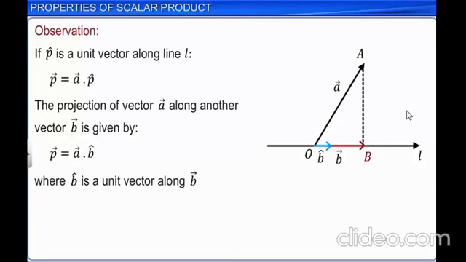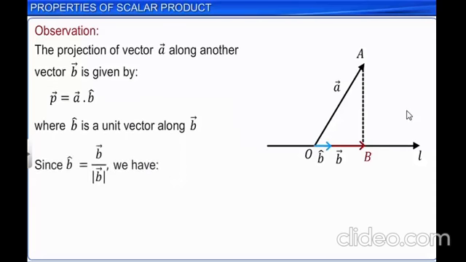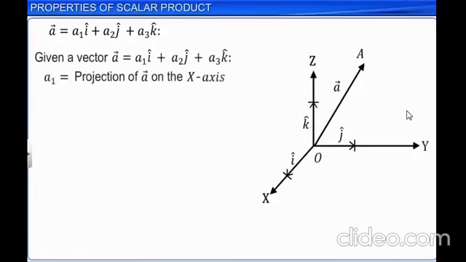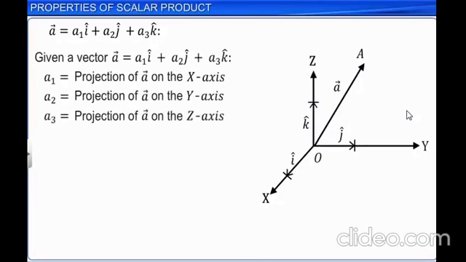The projection vector of vector A along vector B is also given by the dot product of vectors A and B divided by the magnitude of vector B. Let us look at the component form of vector A again. The scalar components a1, a2, and a3 of the given vector A are the projections of vector A on the x, y, and z axis respectively.